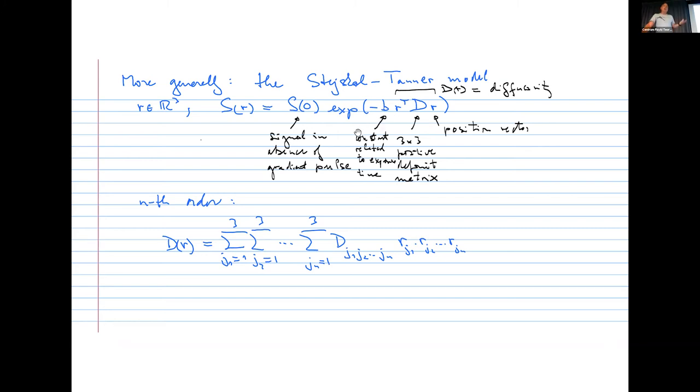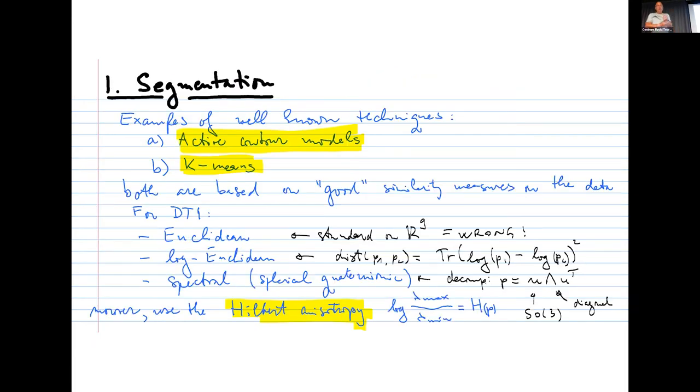Right, so that's the description of what we can expect from the machine and what kind of data we have at our disposal. Is it clear so far? Yes, so let's go further. So let me say a few remarks on the segmentation problem, right? I will focus on only two examples of very well-known techniques for segmentation, because all the methods have been used for many decades, but mainly with scalar images. One of them is the so-called active contour model, and the other one is k-means. Both are based on a good understanding of what the distance means between the data related to the individual voxels or pixels or whatever you are trying to segment, right?